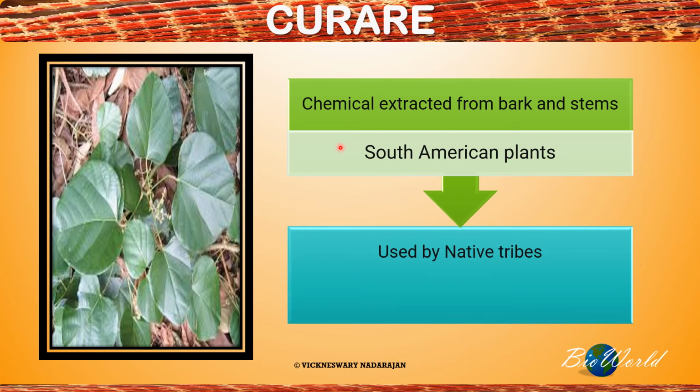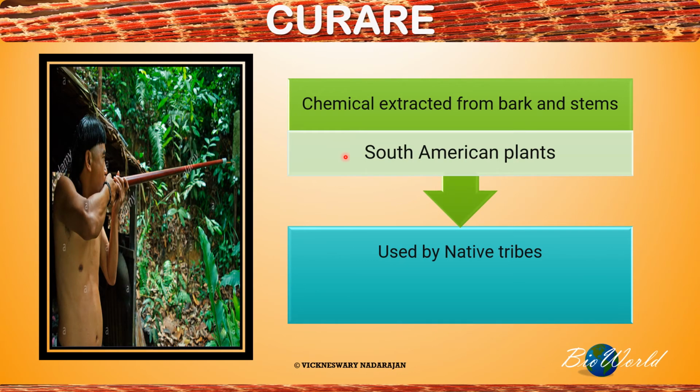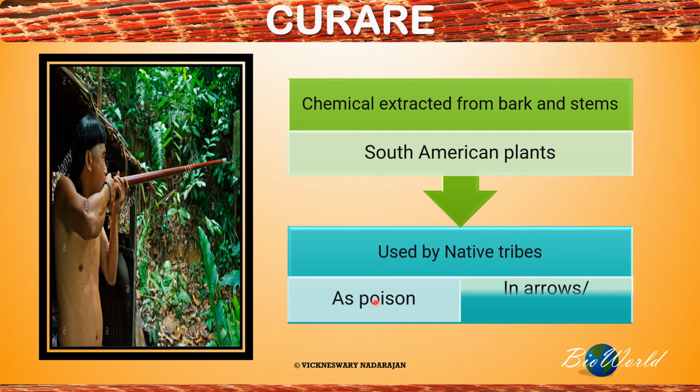It was used by the native tribes like the Red Indians or the Aborigines to put into the arrows that they use for hunting. So in this blowpipe here, there is an arrow, and at the tip of the arrow will be the curare poison. Now, what can this poison do and how is it helpful in hunting? Let's see.